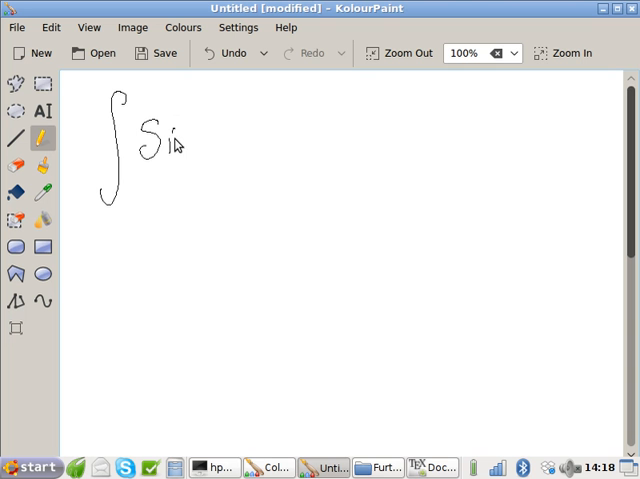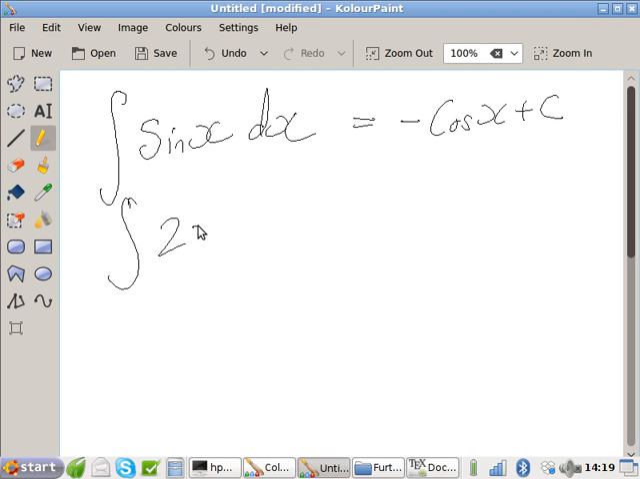we all know the answer here. What do we get here? What's this one? Minus cos x plus c. And what would this one be?